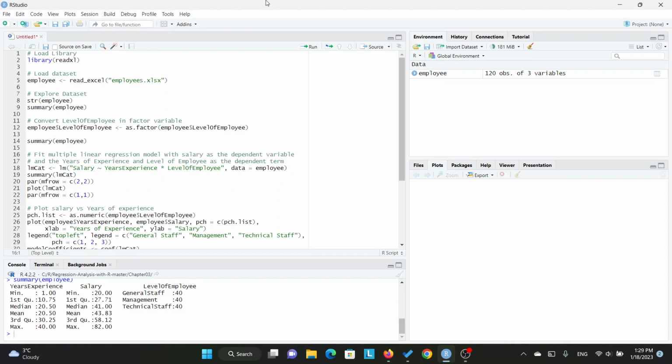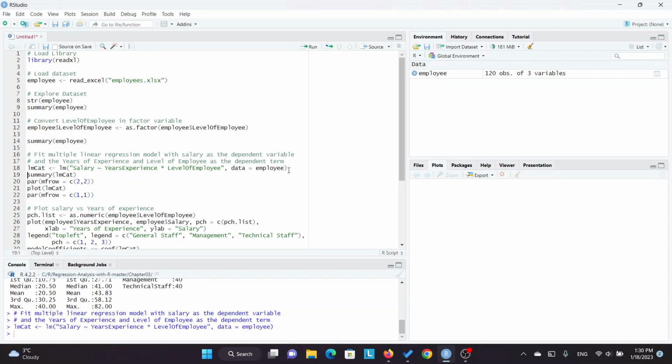Now we are going to fit a multiple linear regression model with salary as our dependent variable, and years of experience and level of employee as our independent variables. But this time we're going to include the interaction terms. Let's fit that. We're using the lm function, salary, years of experience, and in order to include the interaction terms, we're using the times operator: years of experience times level of employee. The data comes from the employee data set, and we're naming our model lmcat. Let's run that.